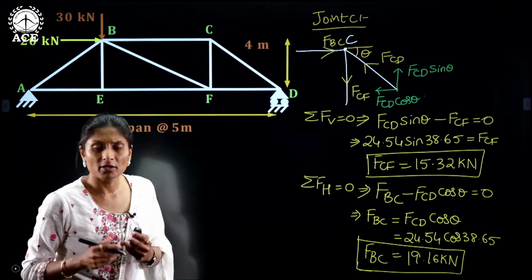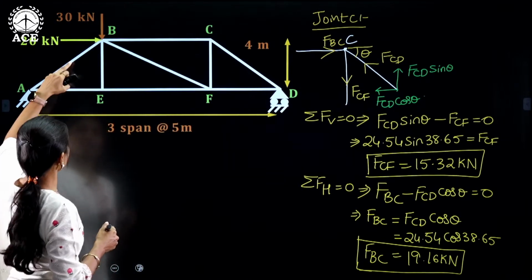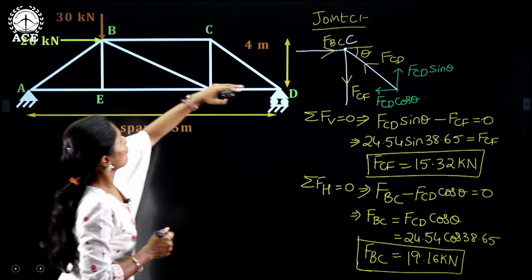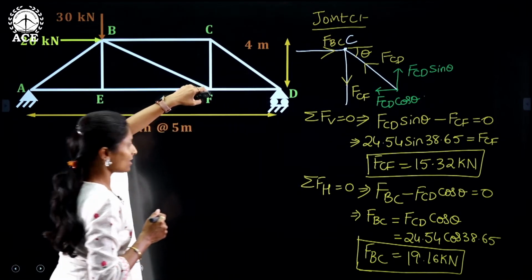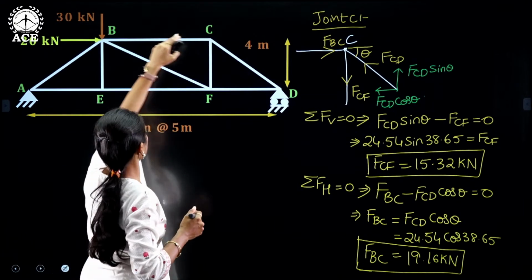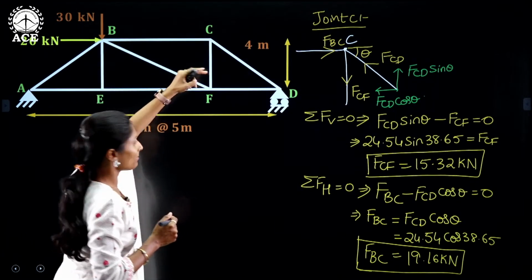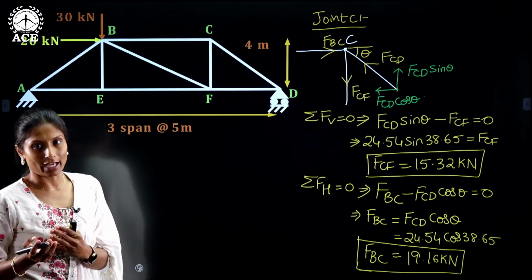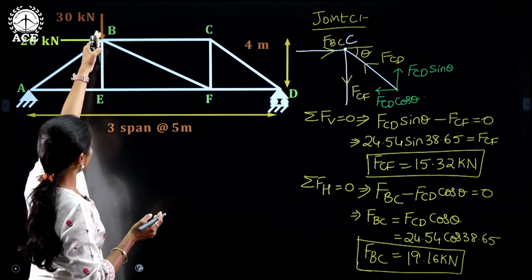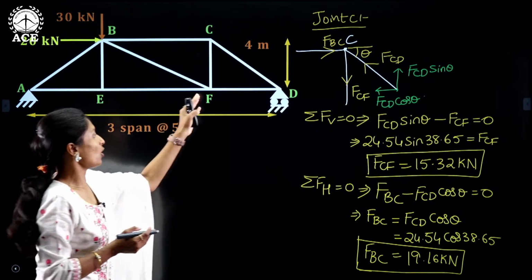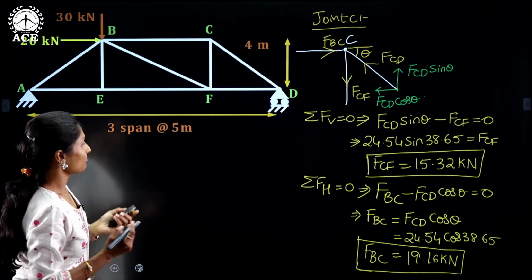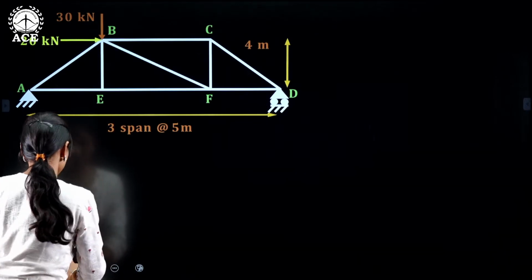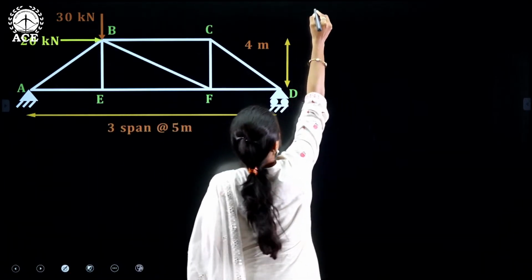Till now, how many members have we calculated? We have calculated the force in the member AB, AE, CD, DF, CB, and CF. Now, which joint is easy to calculate? You can calculate either at joint B or at joint F. So, I am now considering joint F.